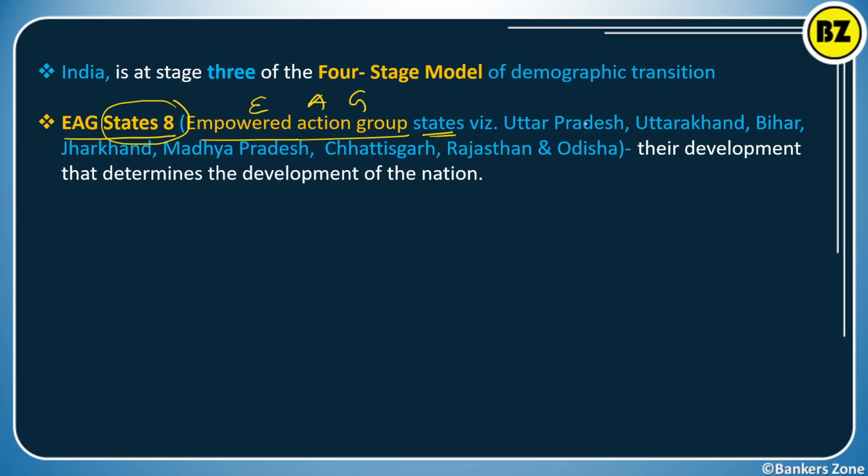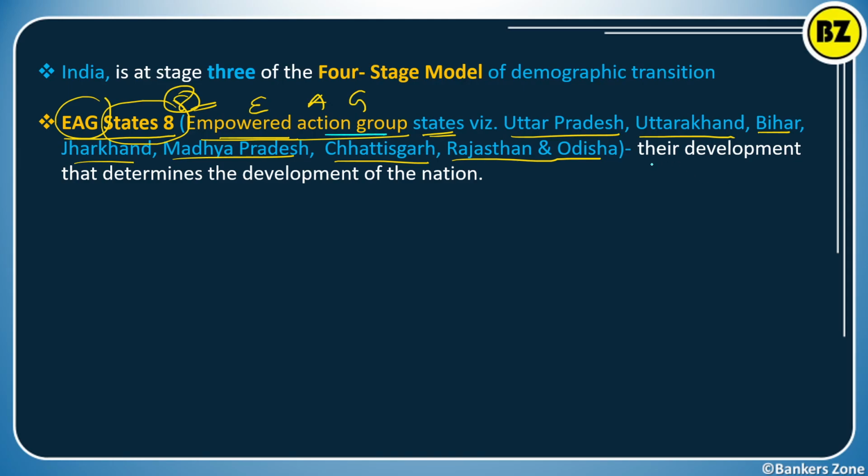What are these EAG states? There are 8 EAG states, right? First is Uttar Pradesh, Uttarakhand, Bihar, Jharkhand, Madhya Pradesh, Chhattisgarh, Rajasthan and Odisha. Okay, so these are the 8 EAG states. Now see, what do you mean by EAG? EAG stands for the Empowered Action Group.